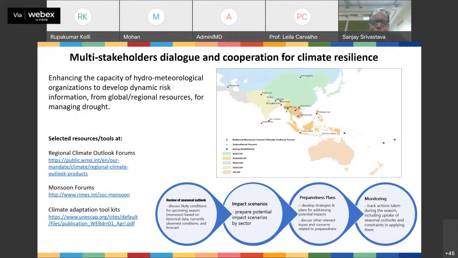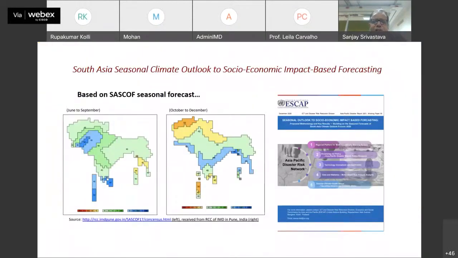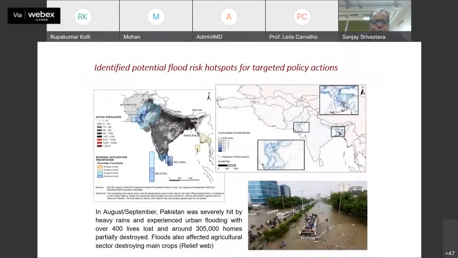My next slide is going to tell you something very specific about what we did in the South Asia Climate Outlook Forum. This is SASCOF, the South Asia Climate Outlook Forum, and this was converted from a seasonal outlook to impact forecasting. The next slide will show you some of the impact forecasting products.